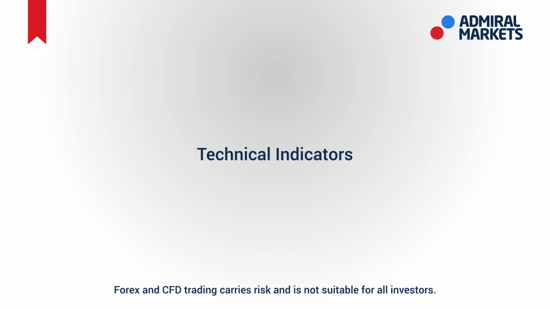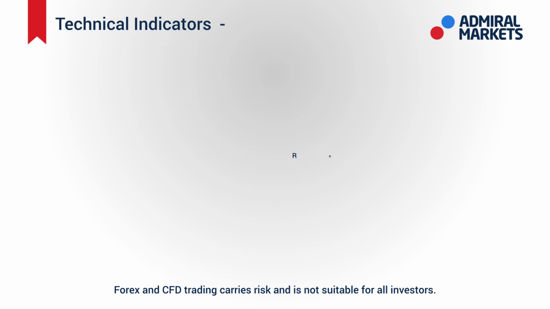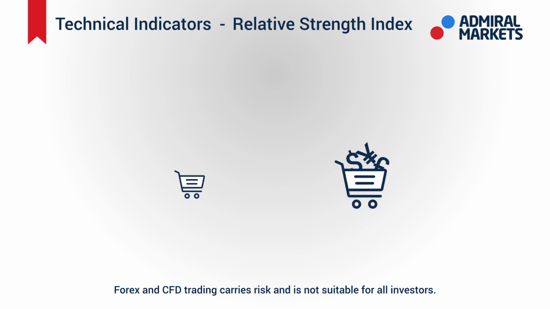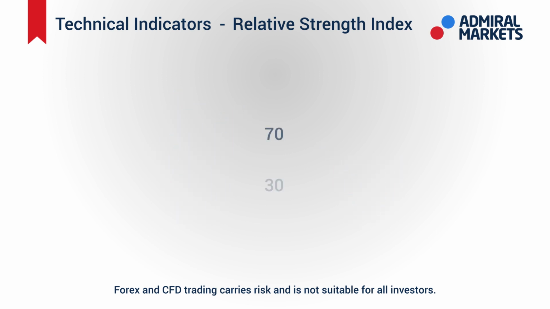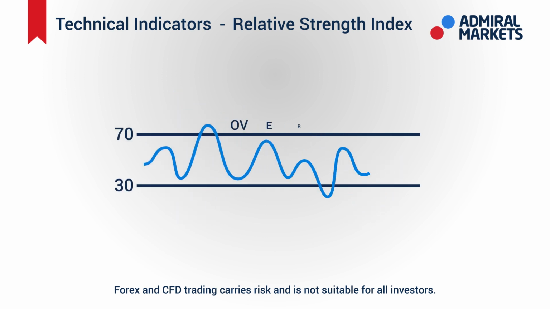Technical indicators help spot trend strength and direction. The Relative Strength Index serves as a technical momentum oscillator. It is primarily used to identify overbought or oversold conditions of an asset. Readings over 70 tend to indicate overbought conditions, whereas readings below 30 indicate oversold conditions.